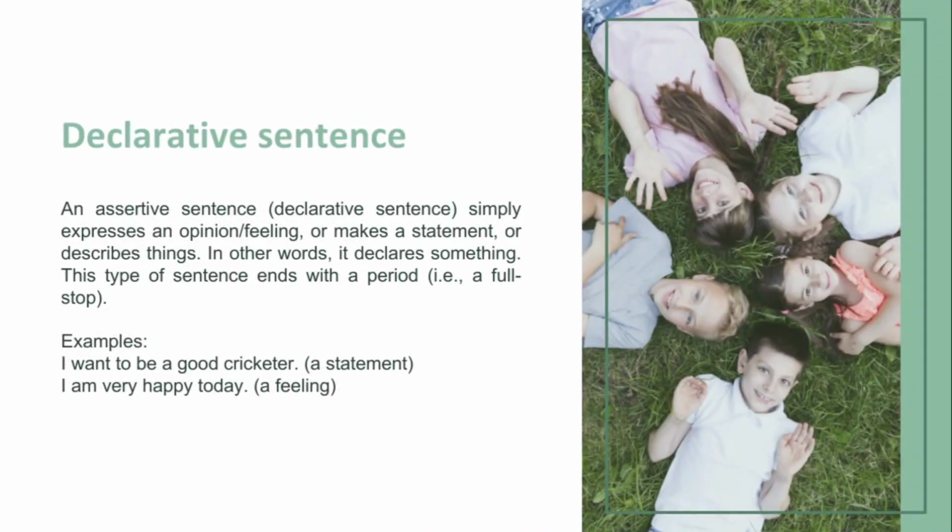The first is declarative sentence. Declarative sentence simply expresses an opinion or feeling or makes a statement or describes things. In other words, it declares something. This type of sentence ends with a period. Nah, contohnya, I wanna be a good cricketer. Itu pernyataan. Nah, kalau contoh dari feeling, I am very happy today. Seperti itu.